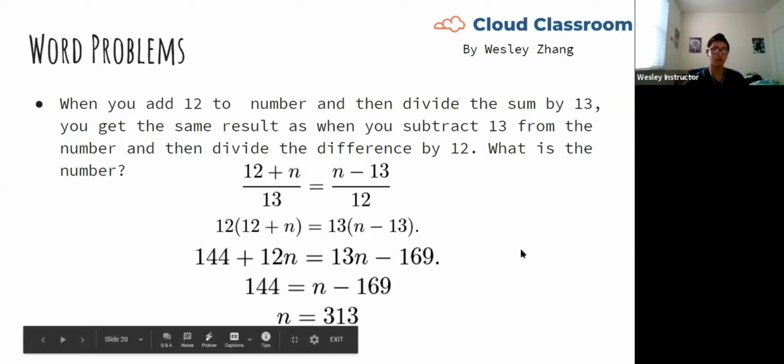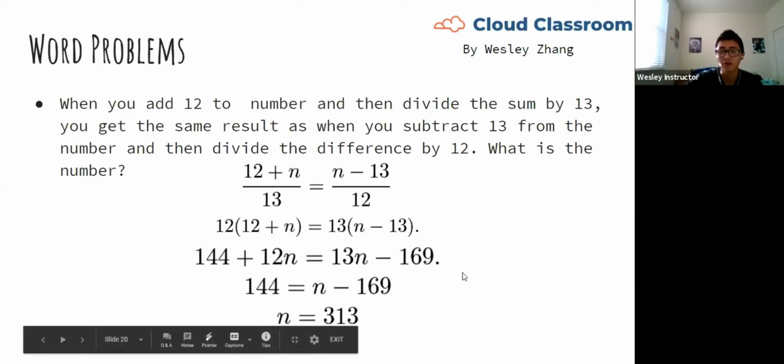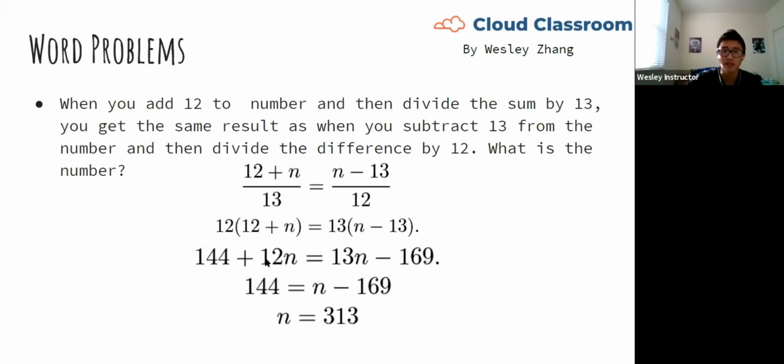So now we have a math problem. We just need to follow the rules that we followed before, and then we get the answer. So get rid of the denominators, multiply each side by 12, then 13. Then you guys get 12(12 + n) = 13(n - 13). Then multiply that out into the parentheses using distributive property. So 12 times 12 is 144. 12 times n is 12n. And then same thing with this side, 13n - 169.